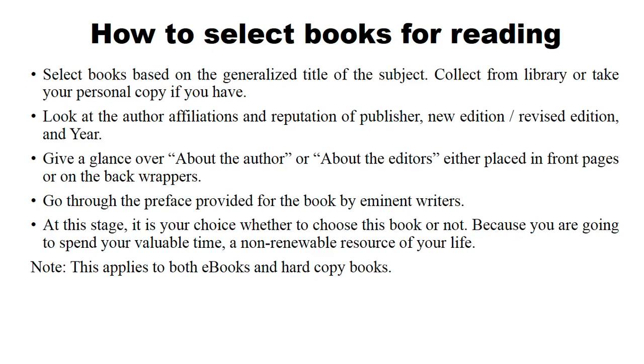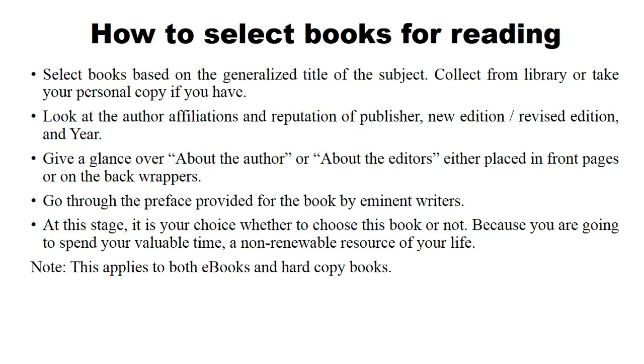After selecting an appropriate book, we go through two different types of reading methods. First, we have to get the appropriate book. So, select a book based on the generalized title of the subject. It can either be a textbook or it can be a reference book. Collect it from the library, or if you have a personal copy, just take it with you.